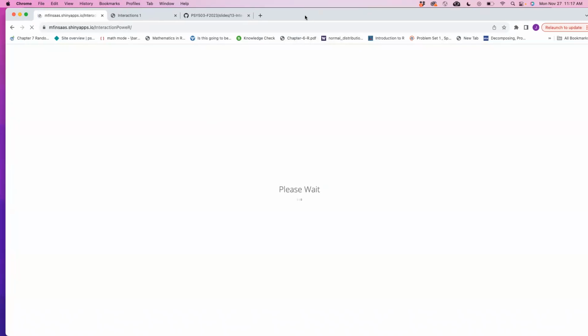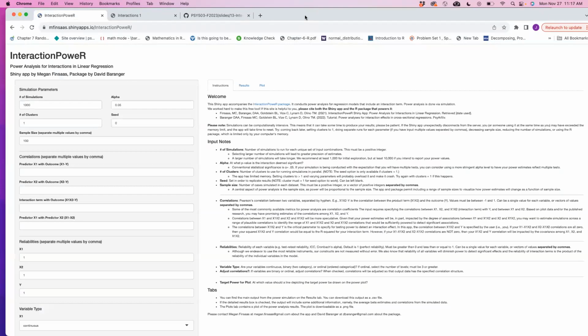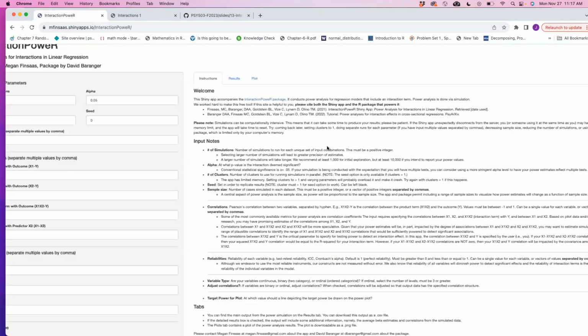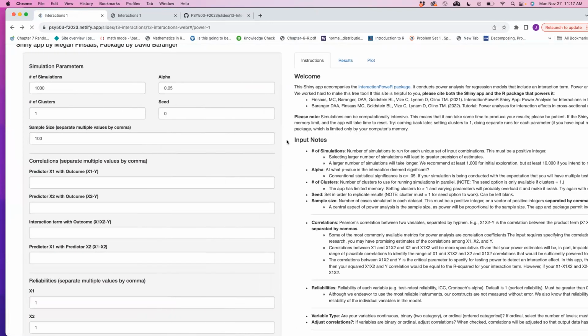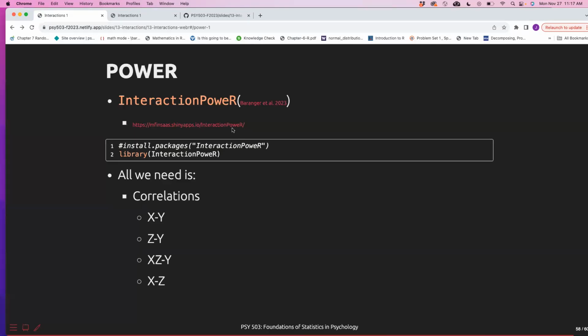So let's hopefully this opens up. That is horrible. You guys probably can't read that. Let me just zoom in a little bit. But essentially, damn it.